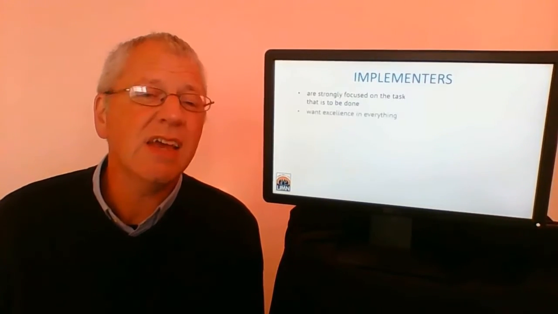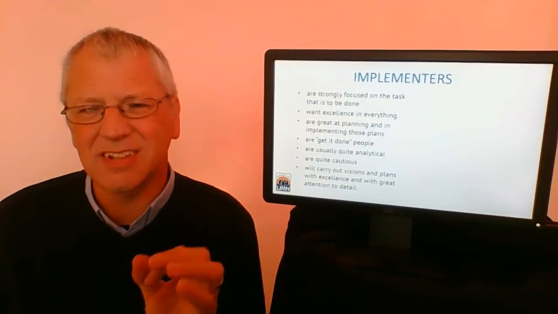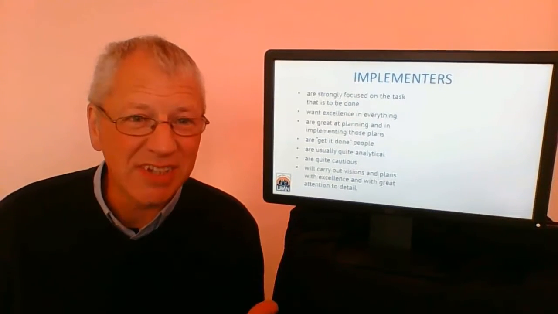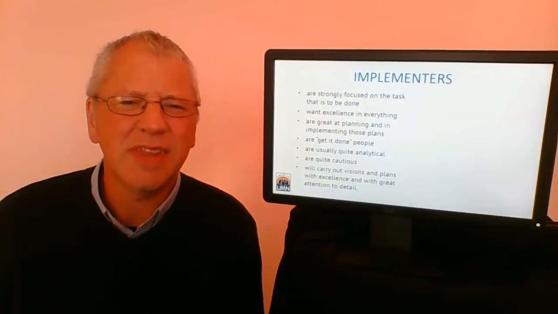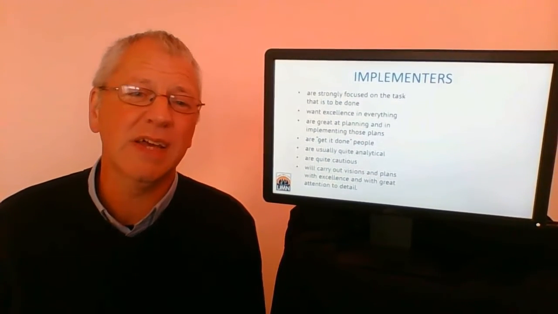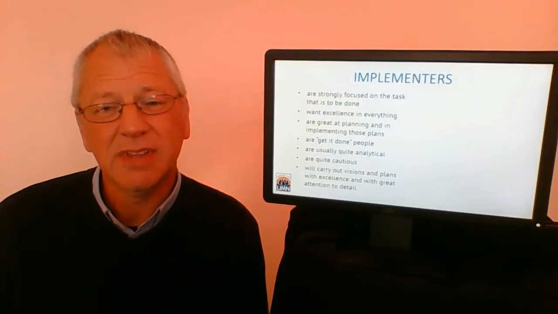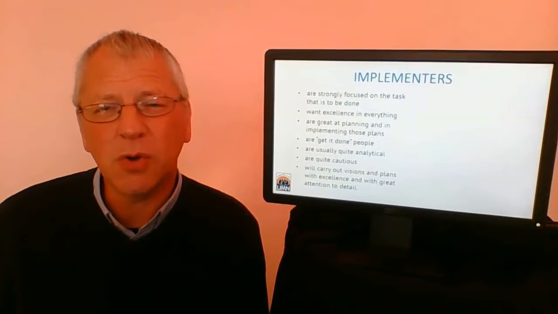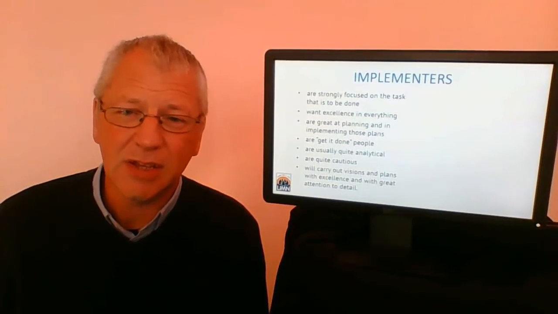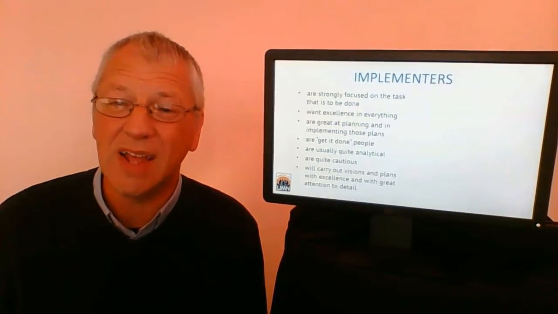Implementers. They are strongly focused on the task that needs to be done. They want excellence in everything. They have a danger of being, of course, perfectionists, but not necessarily, but that can be a risk. They're great at planning and implementing those plans. They're the kind of people who you can trust to get the job done. They're often very analytical. They can be quite risk averse and quite cautious, and they will carry out a vision or a plan, and they will work through the details to make sure it is done well.